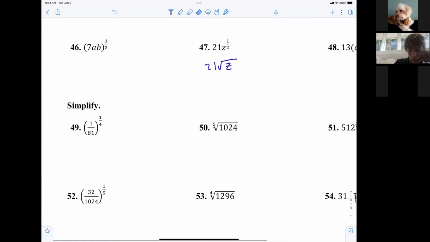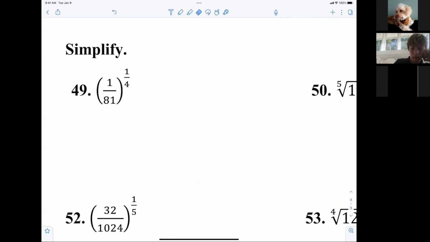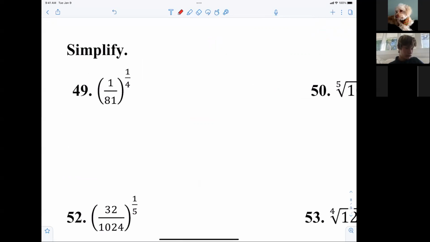49, that can be done on a calculator. So let's do it on a calculator, put parentheses. Put in the fraction, raise it to the 4th power, and then everybody should be able to tell me what it is. I think it's 1/3, but please double check your calculator. Make sure you know how to use it for the quiz tomorrow. Everybody okay with that being 1/3? Everybody's good?